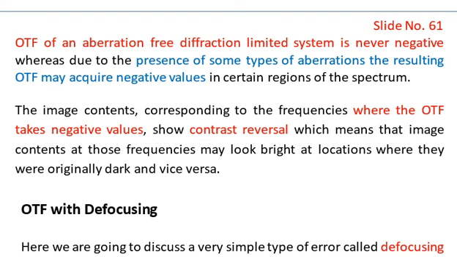The OTF of an aberration-free diffraction-limited system is never negative, whereas due to the presence of some types of aberrations, the resulting OTF may acquire negative values in certain regions of the spectrum. The image contents corresponding to the frequencies where the OTF takes negative values show contrast reversal. Notice this very important thing: when the OTF becomes negative at some points, contrast reversal will occur at those special frequencies in the image. This means that the image contents at those frequencies may look bright at locations where they were originally dark, and vice versa. So contrast reversal in the image, compared with the object, will occur where the transfer function becomes negative.